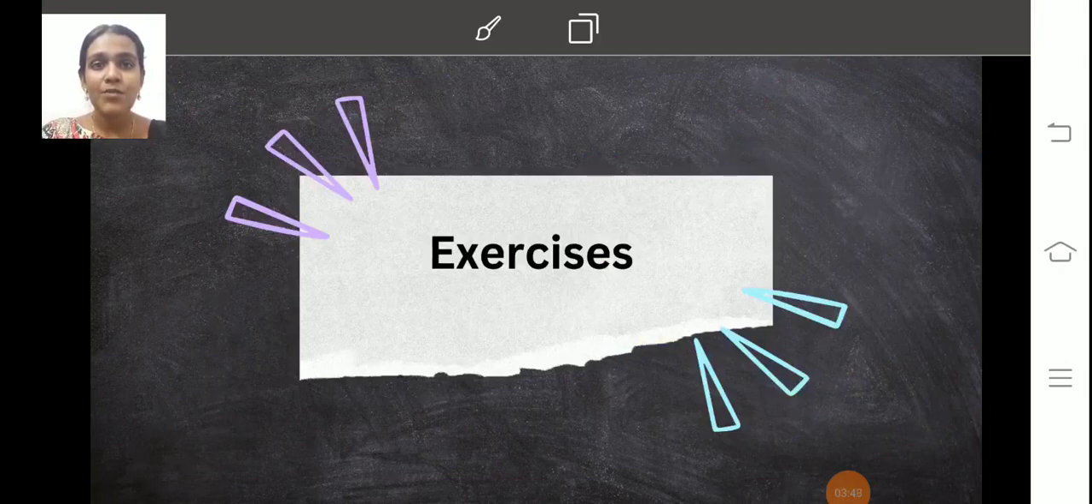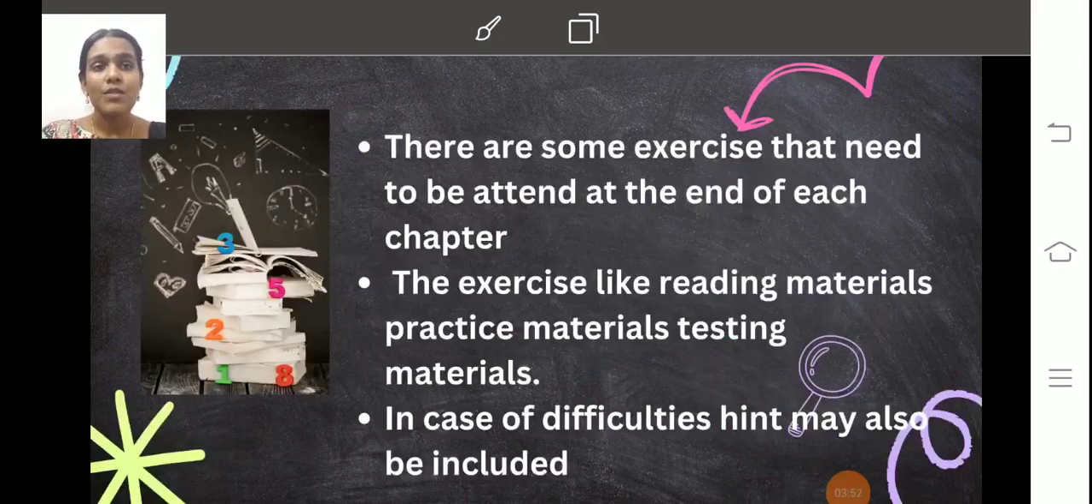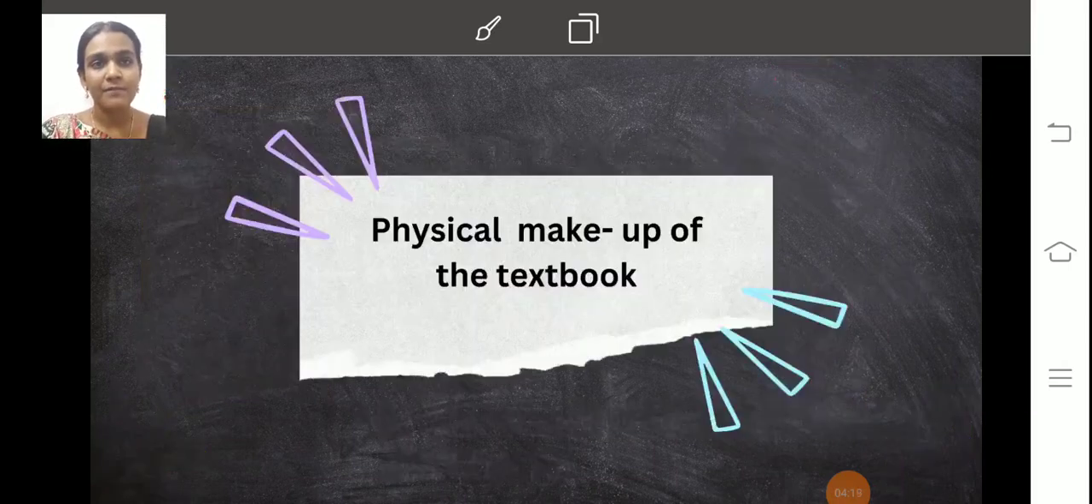The next is exercises. Exercises help us to do more and learn more. At the end of every chapter, there should be an exercise so that the students can apply what they learn. The exercises include reading materials, practice materials, and testing materials. In case of difficulties, hints may also be included. If the students have difficulty completing the exercise or the task, hints can be given to help them complete it.